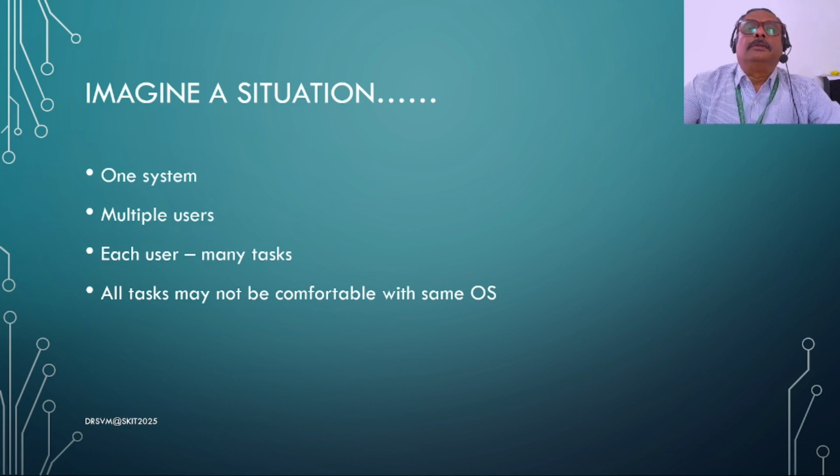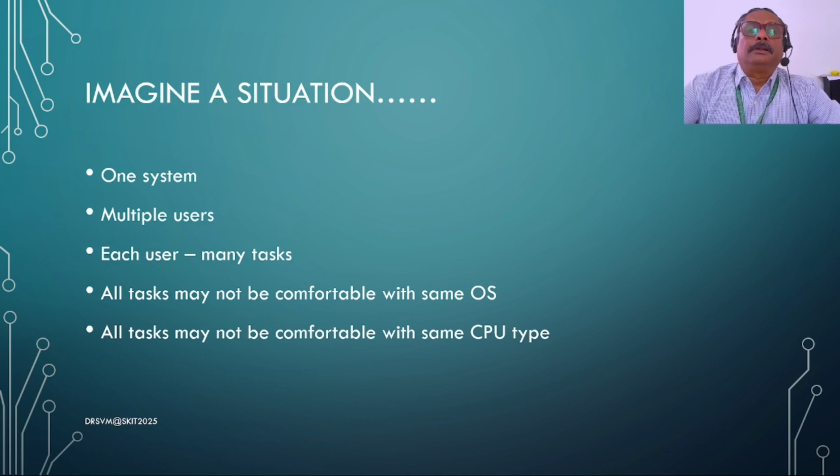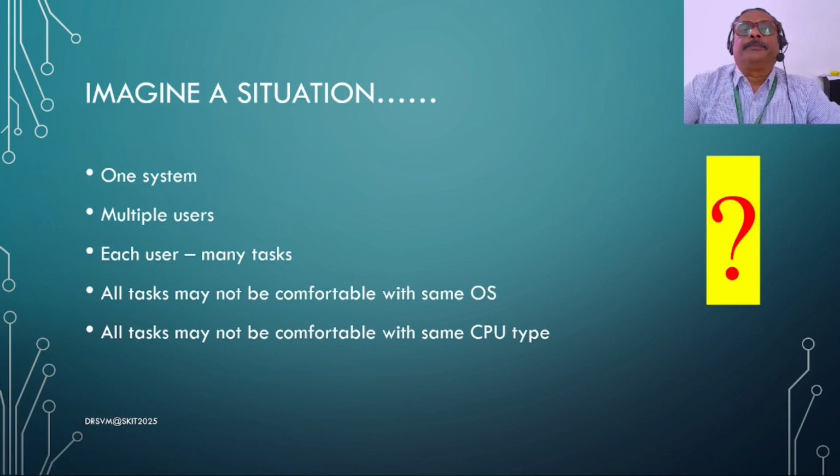And to aggravate the problem, we have another issue: all tasks may not be comfortable with the same CPU type. So in all, what is happening is we have one CPU, on that there is one operating system, and we have many users. Each user may be working with many tasks, and each task may want to work on different operating systems. Each task may want to work on different type of CPU. Then what is the solution?